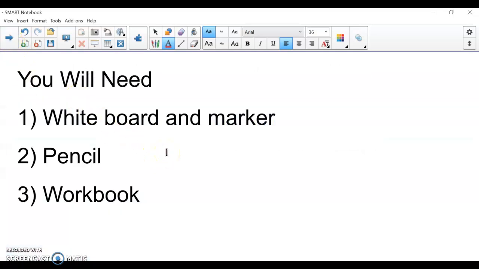So you're going to need that whiteboard and a marker again. Once again, you're going to be doing some practice problems, so you might need to use some scratch paper or your whiteboard, and then a pencil, and of course your workbook.